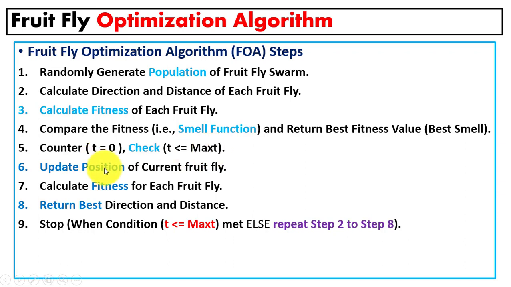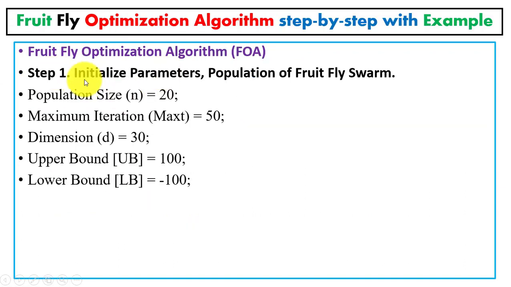Update the position for the current fruit fly, and then again we will compute the fitness value and return the best direction and the distance of the fruit fly. We will repeat this loop until the condition is met. When this condition is met, stop, else repeat this loop. You can see we have the first step of this algorithm. Initialize the parameters and the population for this algorithm.